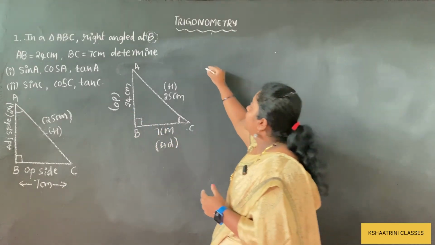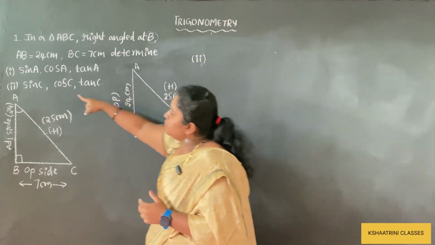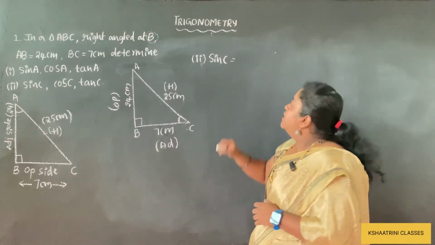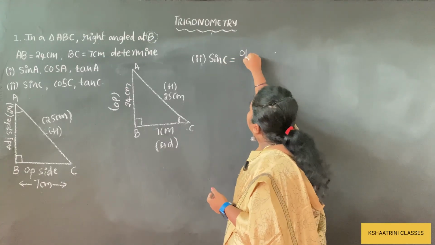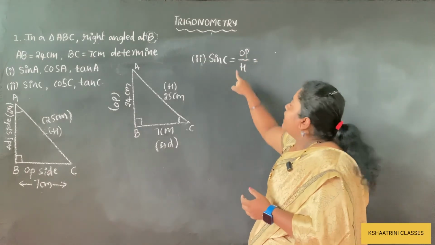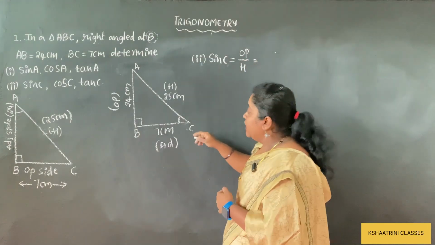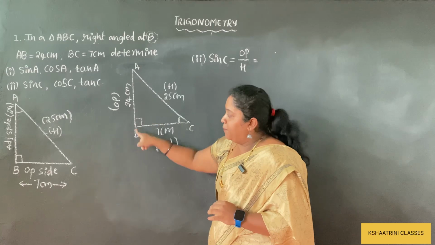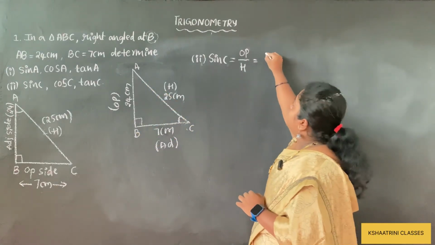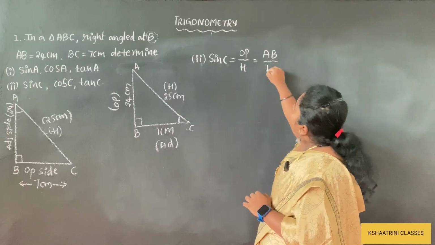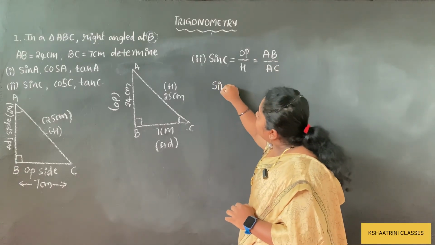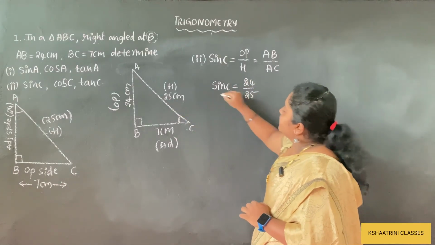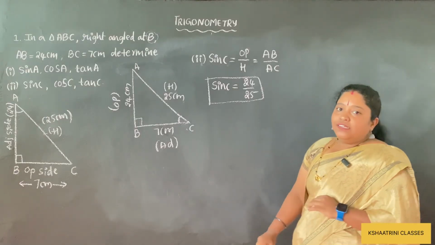Now we'll write the answer for the second question. First, let me write sine C. Quickly remember the formula. Sine is nothing but opposite divided by hypotenuse. Why am I writing C here? Because I am writing trigonometric ratios with respect to angle C. Opposite is now AB and hypotenuse is now AC. So it is AB divided by AC, where I'll write sine C is equal to 24 divided by 25. This is the value associated to sine C.